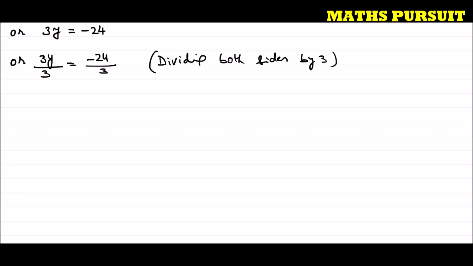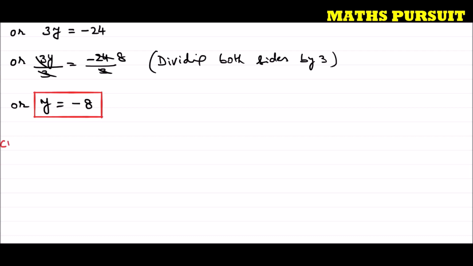Now, what can I write? I can write y is equal to minus 24 divided by 3. 3 8s are 24. How? These 3s cancel out, and 3 8s are 24. So what did we get? We got the value of y as minus 8. And guys, this is our answer. We got the value of y as minus 8, and this is our answer.